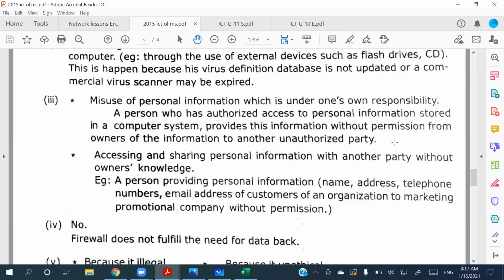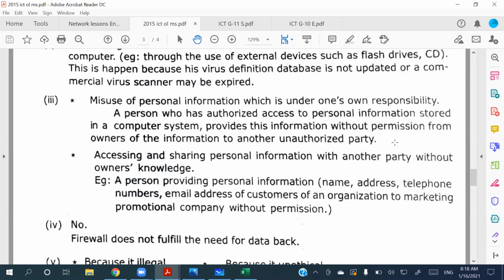And the second one says accessing and sharing personal information with another party without the owner's knowledge. Again, that is going to be a problem. A person provides personal information like name, address, telephone number and email addresses of the customers of an organization for a marketing promotional campaign. For example, Pizza Hut has our details when we order online: addresses, names, telephone numbers. And Pizza Hut can hand them over to McDonald's to do a marketing campaign.